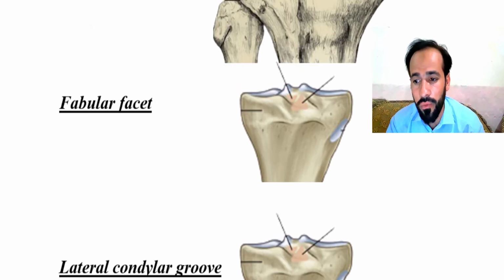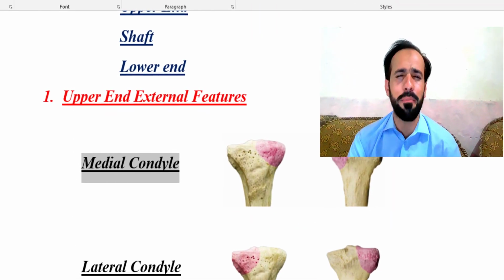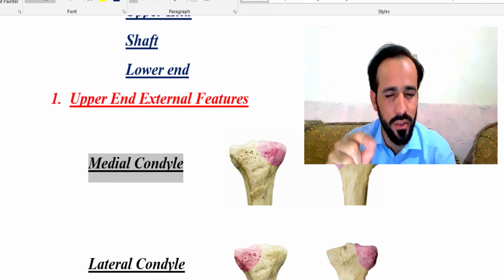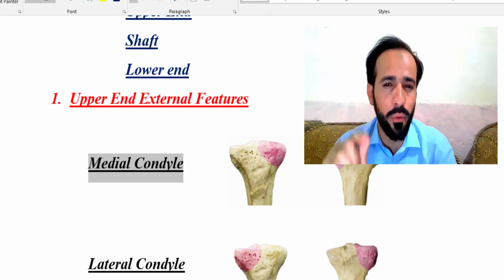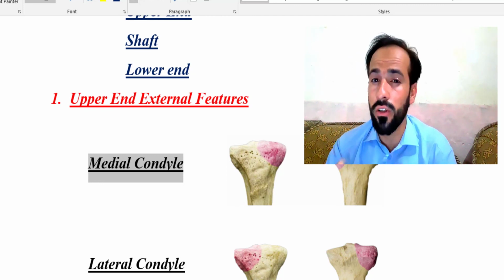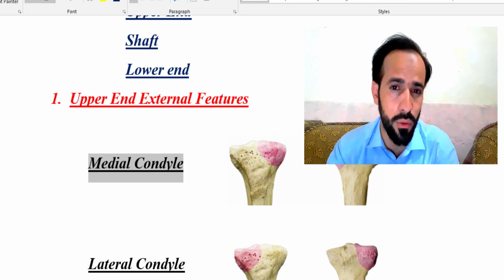Now we will go further and we will see all these structures in a typical tibia bone, and I will show you all these important markings, all these external features in that bone itself. So now, my dear friends, let's go there and watch that lecture, and we will see these important external features in the bone itself.